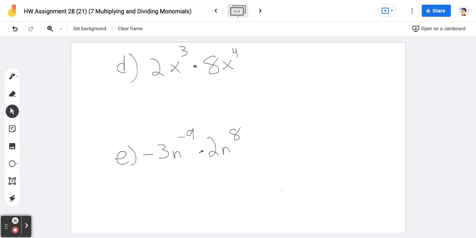All right, let's keep it going, dealing with the product rules. 2x to the 3rd times 8x to the 4th. Well, if we have coefficients of our variables, we can multiply those coefficients by each other. So this is going to end up being 16x to the, so now the base of x is going to stay the same, and I'm going to add the exponents, x to the 7th.